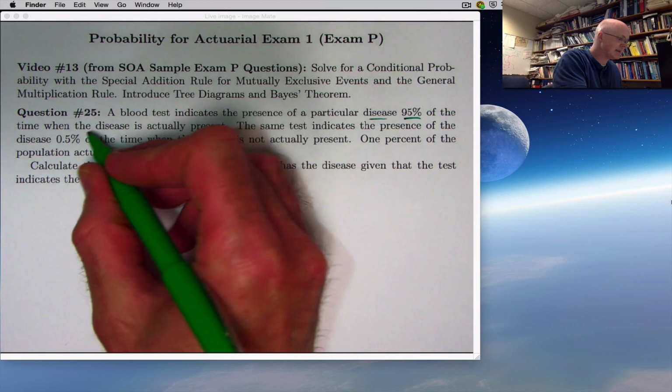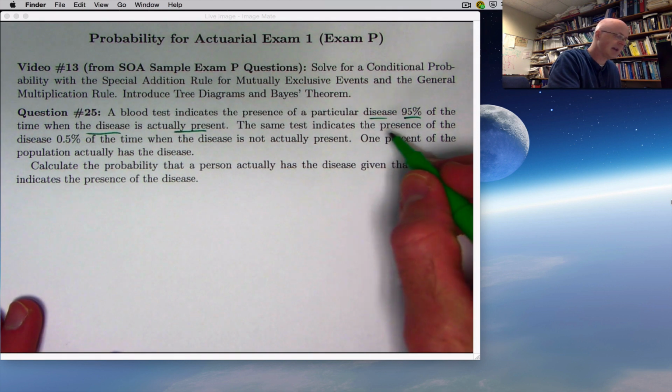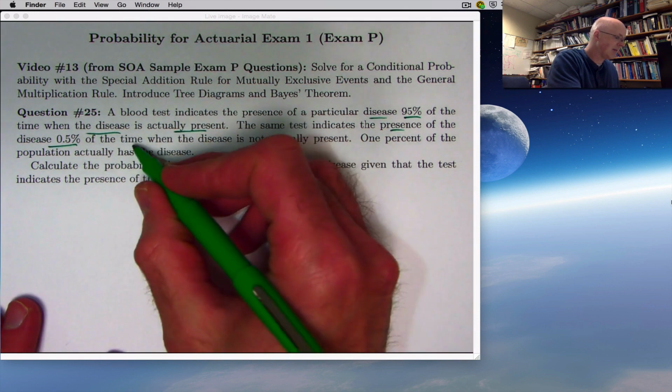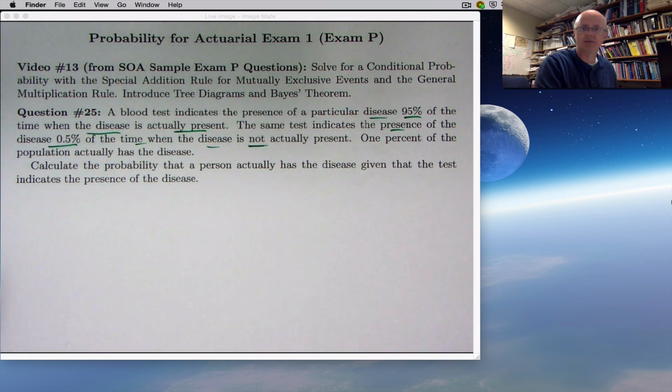the time when the disease is actually known to be present for some other reason. That's called a correct positive result. Positive meaning you have the disease, although that is a bad thing, but the test is coming back positive, saying you have the disease. The same test indicates the presence of the disease 1/2% of the time when the disease is not actually present. That's called a false positive. It's saying you have the disease when you really don't. Okay, that's happening infrequently, 1 out of every 200 times, but it does happen sometimes.